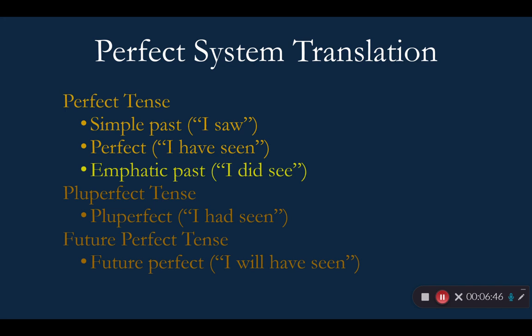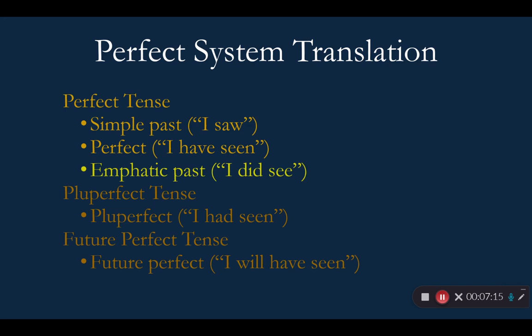The emphatic past translation of vidit, for example, is he, she, it did see. But if you were going to translate the phrase non vidit, you would have to stick the English not in between the helping verb and the verb complement of the emphatic past. So vidit, he, she, it did see. Non vidit, he, she, it did not see.